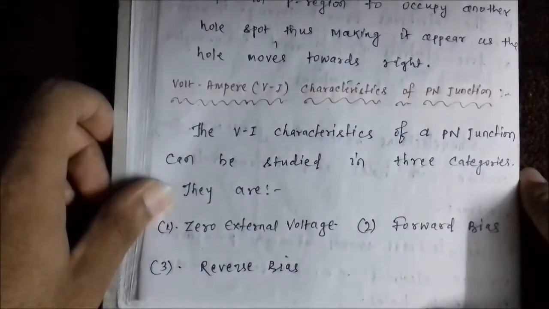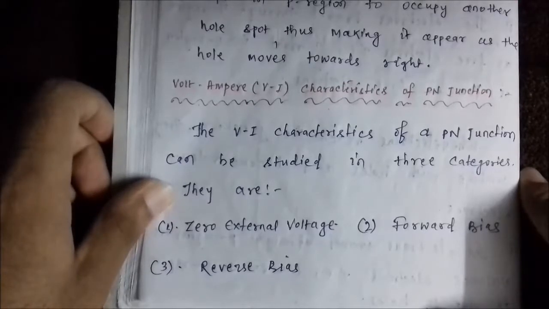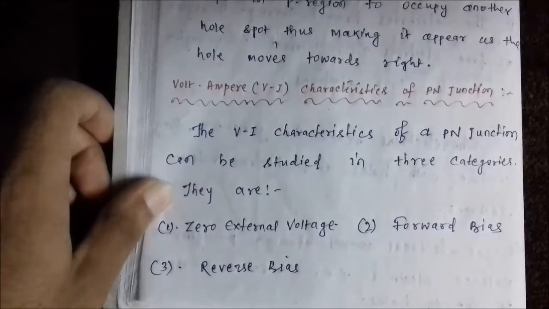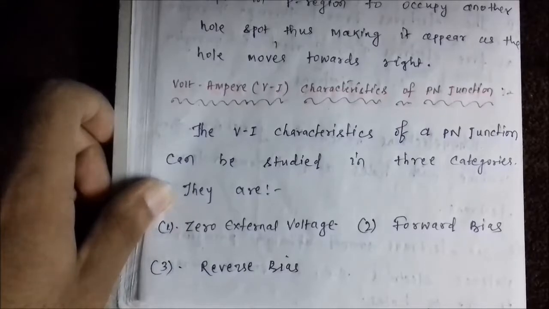Zero external voltage, that is when no voltage is applied to a PN junction. Forward bias region, when a forward bias voltage is applied, and reverse bias, when a reverse voltage is applied to a PN junction. We are going to discuss these three one by one.